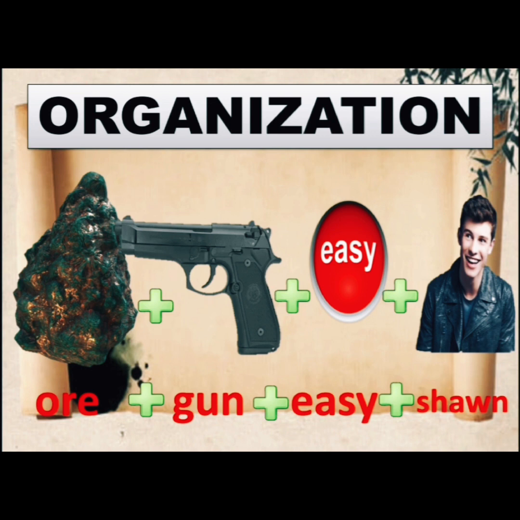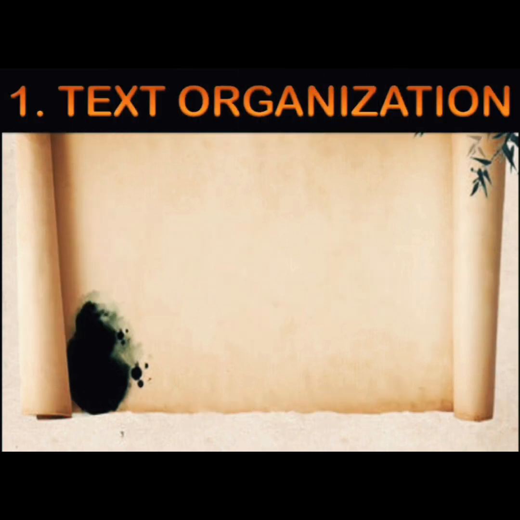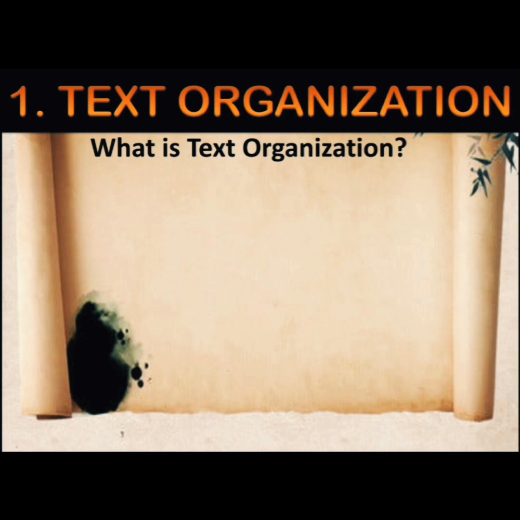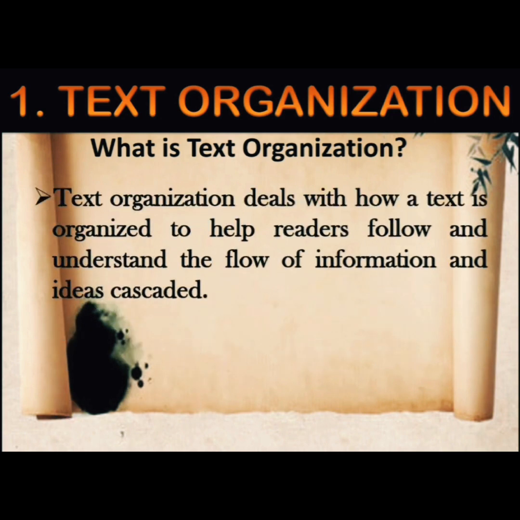Organization in writing means that the writer must consciously arrange and classify ideas in order to achieve logical order and clarity in writing. Organization entails three main ideas. First is text organization. Text organization deals with how a text is organized to help readers follow and understand the flow of information and ideas cascaded.